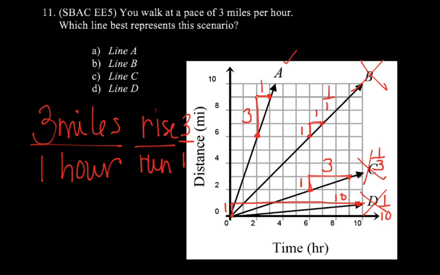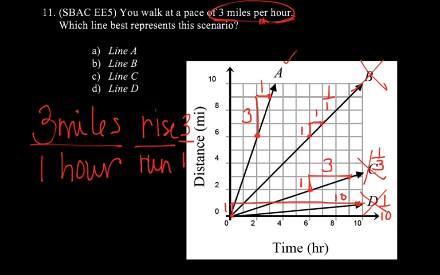Okay, so for this problem, you could go through and find the rise and the run. You can find the slope of each line and see which one is 3 miles per hour. Okay, remember, anytime you see per, this means division or fraction. So 3 per 1 hour. Okay, so keep that in mind.